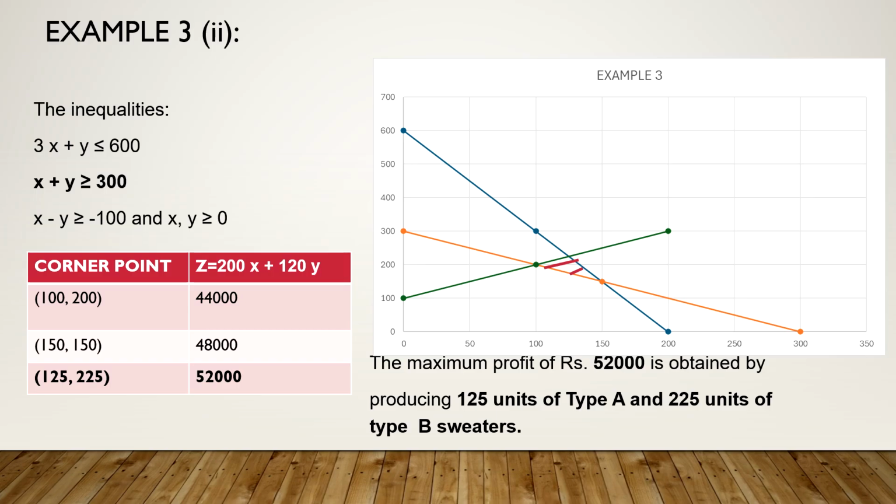First point 100, 200, next point 150, 150, and I had told you before that I have found one more point which is 125, 225. The reason for this is because it is the intersection of these two constraints. So now when you evaluate your objective function at all these 3 points, the maximum value is obtained at 125, 225. So the answer is the maximum profit of rupees 52,000 is obtained by producing 125 units of type A sweater and 225 units of type B sweater.